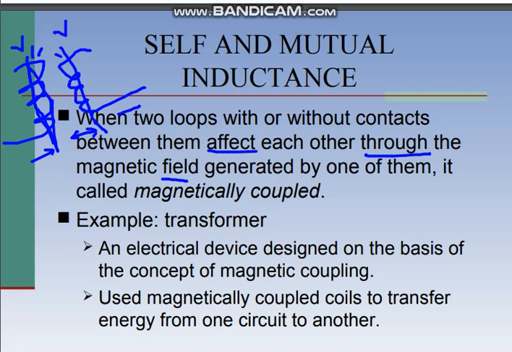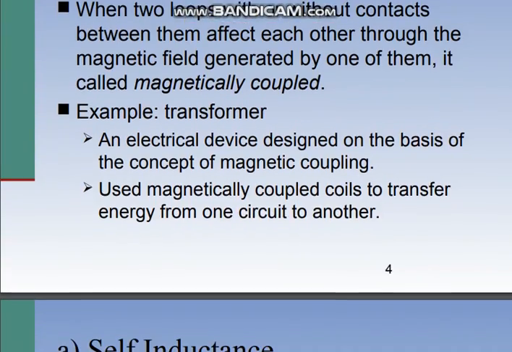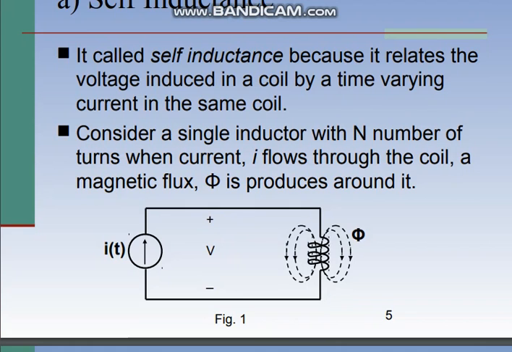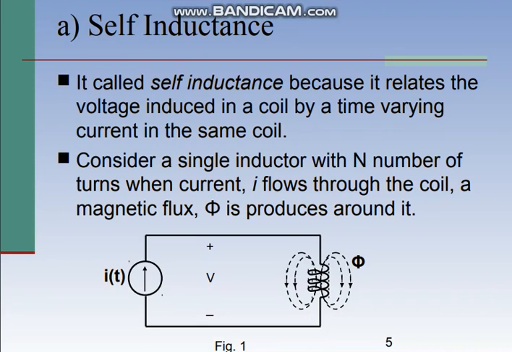Now coming back to the point, we have to be sure about self and mutual inductance. What is self inductance? There is a pictorial definition of self inductance. It is called self inductance because it relates the voltage induced in a coil to a time varying current in the same coil. Just like this, that is the time varying current, as you can see here.